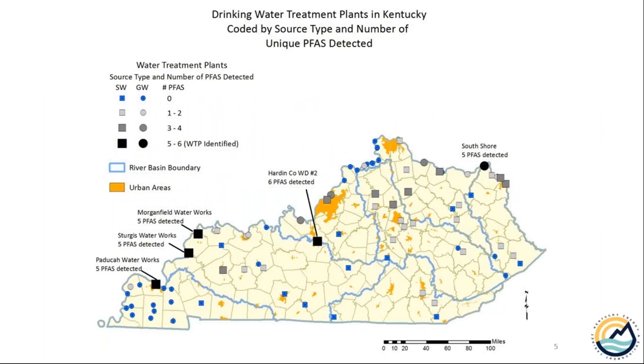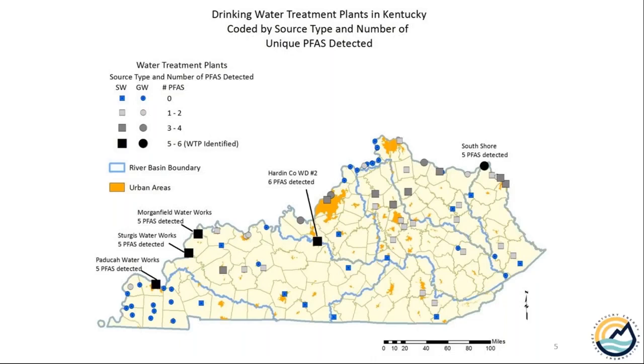This map shows the results of our 2019 drinking water study, where we tested finished water at numerous water treatment plants across Kentucky for PFAS. The map does not show actual concentrations. Instead, what it's showing are the number of unique PFAS that were detected at each of the 81 water treatment plants where we collected samples. Those sites that are coded in blue did not have any detections. The ones that are coded in grayscale up to black had anywhere from 1 to 6 detections of PFAS. We ended up with 41 water treatment plants across the state where PFAS were detected.